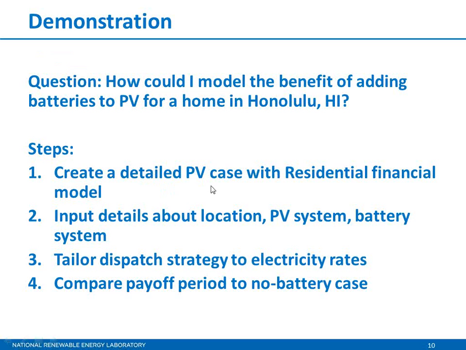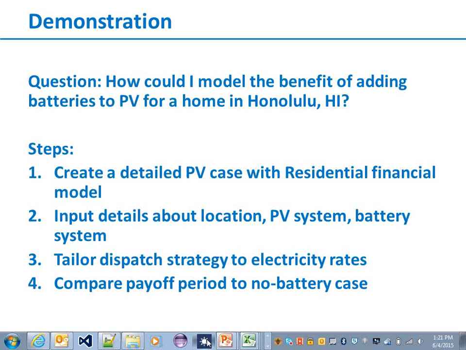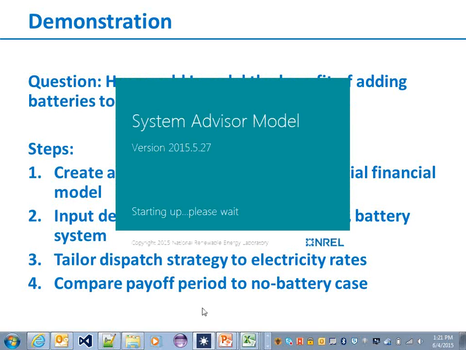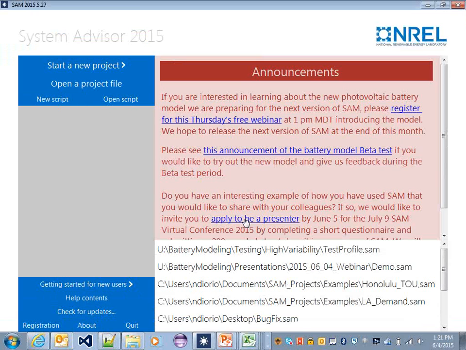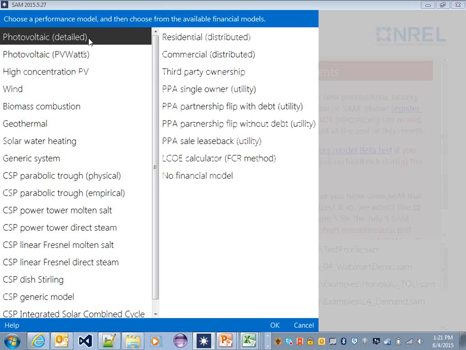So what we're going to do is go into SAM. Please let me know as I bring this up if those on the webinar have trouble seeing this or making it out, and we'll try to adjust if needed. We'll go ahead and start a new case. Detailed photovoltaic residential model.